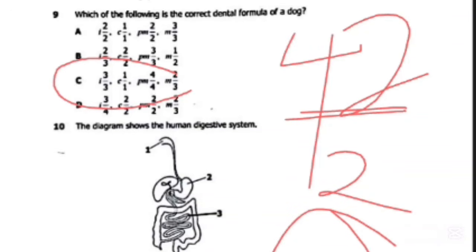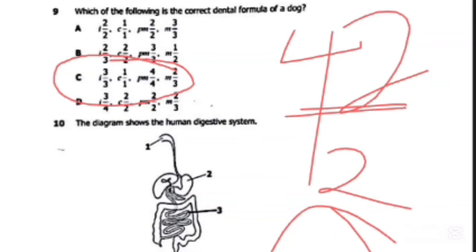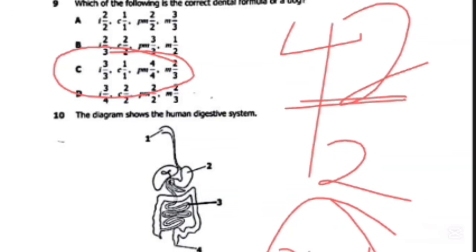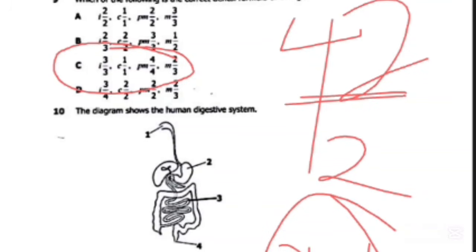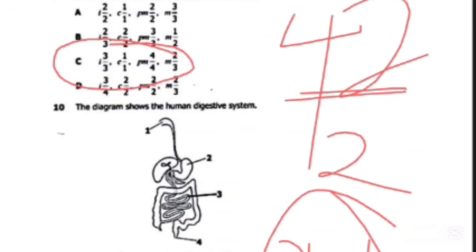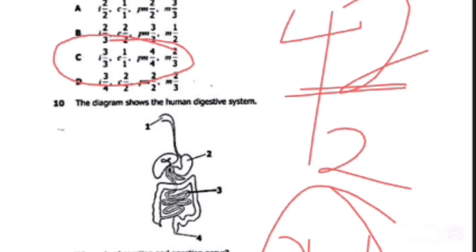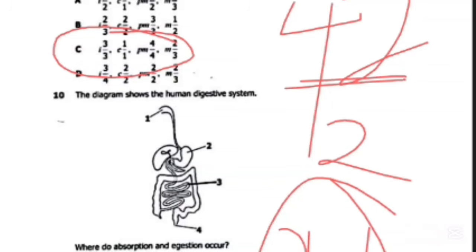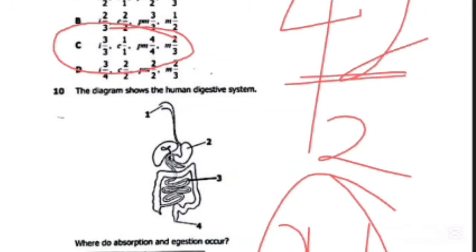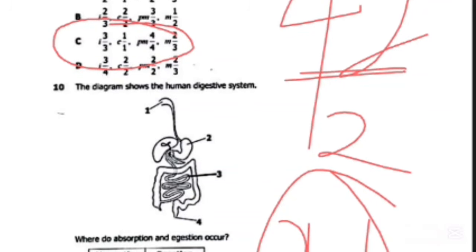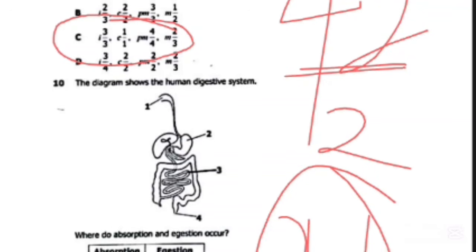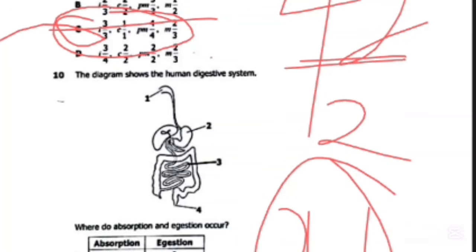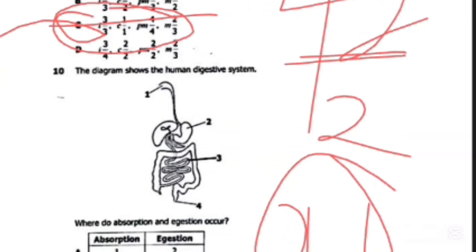Yeah. Let's look at C. So we have 3 upper. So 3 plus 3 we have 6. 1 plus 1 we have 2. So 6 plus 2 we have 8. 8 plus 2 we have 10. Plus 3 we have 13. Plus 4 we have 17. 17 plus 4 we have 21. So C is the dental formula for a dog because it adds up to 21.